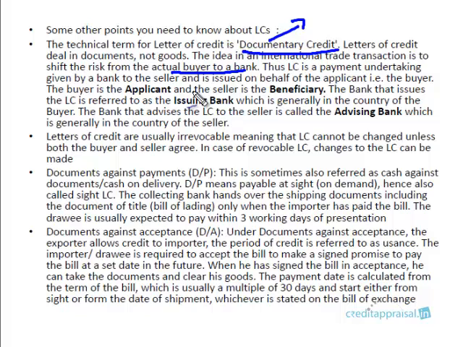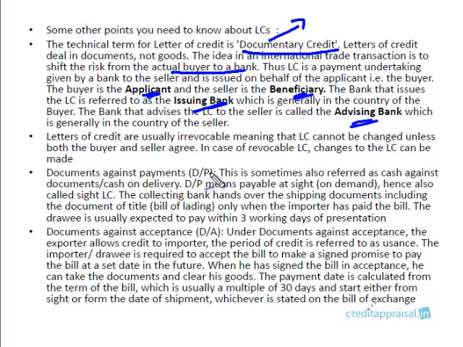So before making the payment, we know everything is in order. The risk has been transferred from the buyer to the bank, and to bear that risk, the bank is charging some commission. Some other terms you need to be aware of: the buyer is known as the applicant. We who are purchasing the machinery are the applicant. The seller is known as the beneficiary. The issuing bank is SBI in this case. The advising bank in the other country is the seller's bank.